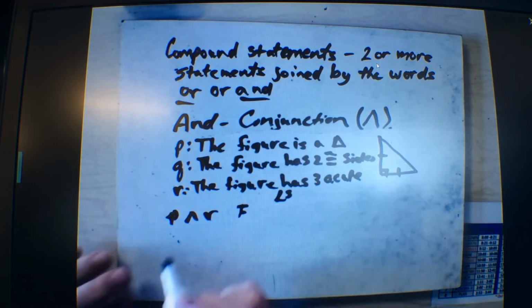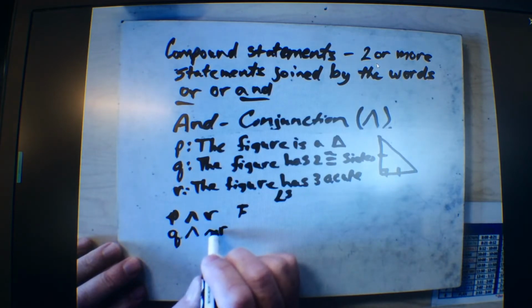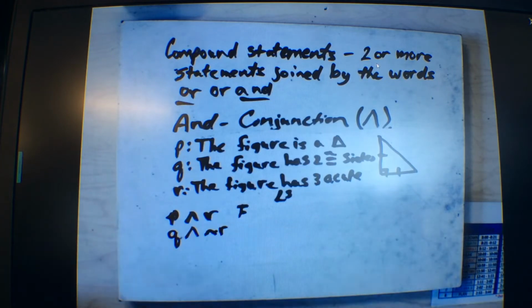All right. Now let's do Q, and let's do a conjunction with the negation of R. Okay? With the negation of R. All right, let's start with Q. What does it say, Connor? The figure has two congruent sides. And the negation of R. The figure does not have three acute angles. Let me say it again. The figure has two congruent sides, and the figure does not have three acute angles.